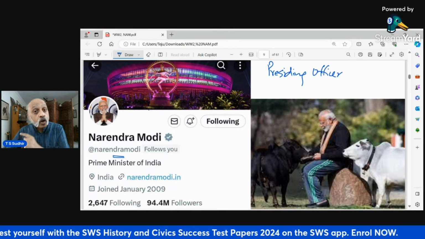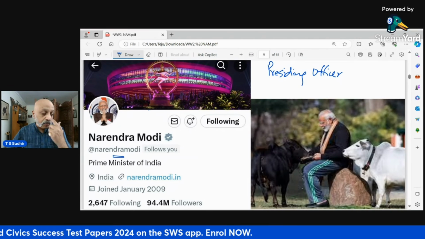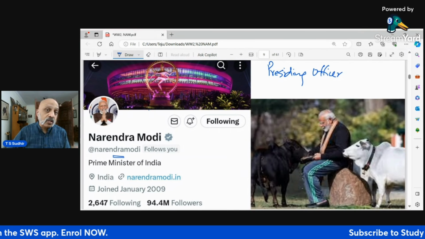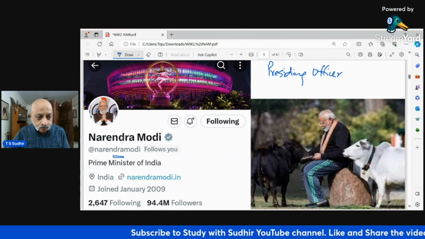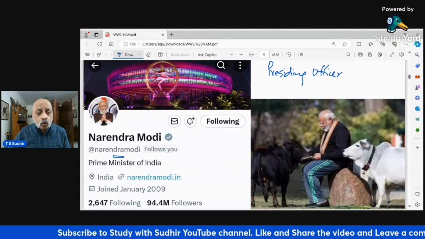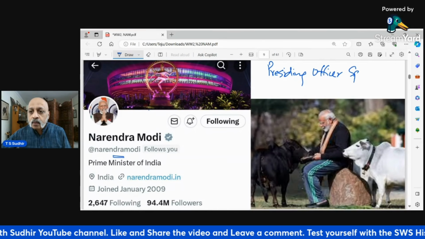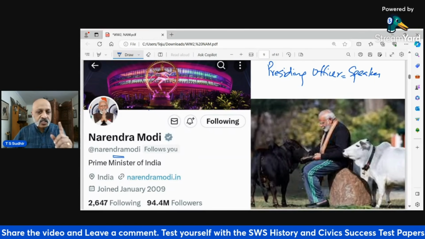So he was the leader of the Rajya Sabha, while Pranab Mukherjee, till the time that he became president, used to be the leader of the Lok Sabha because he was a Lok Sabha MP and the senior most MP of the Congress at that particular point in time. So Narendra Modi is the leader of the Lok Sabha, while the speaker is the presiding officer of the Lok Sabha. So please remember this distinction.